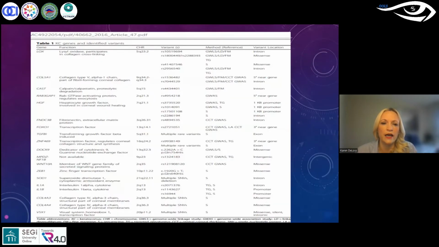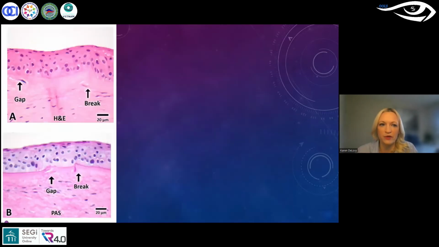So again, these are the genes associated with it, the variants. It's something that is widely being studied right now, but again, we'll know more probably in the next decade, we'll be able to tell a little bit more.